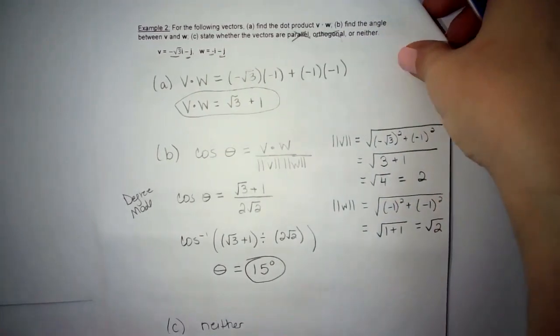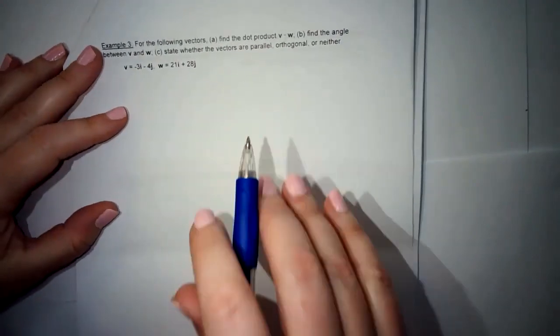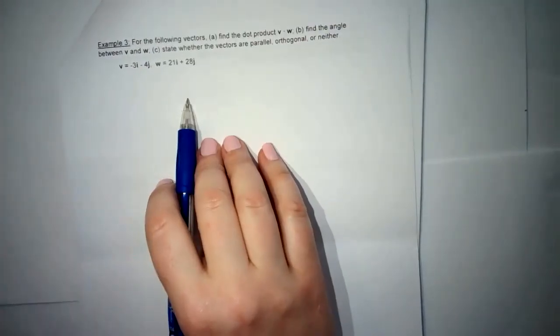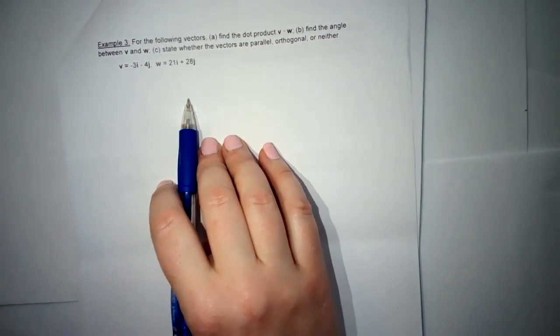Okay, let's try the next one. Same directions, but I want to make sure that we see every possible scenario happening. I'll let you skip number 4. We'll just kind of set it up. Okay, number 3, same directions. We've seen one happen that's orthogonal. We've seen one happen that's neither. You can probably guess what this one is, but let's just check it out.